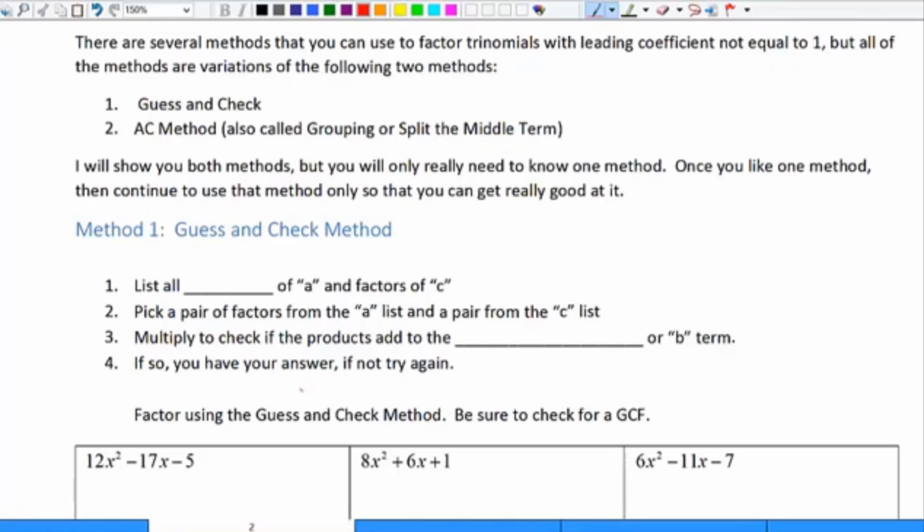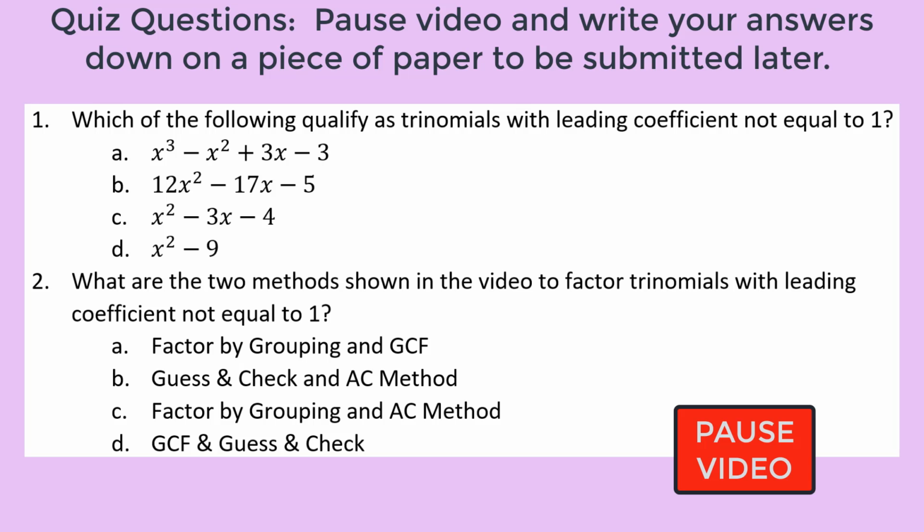Now I'm going to show you both methods, but what I really need you to understand is you only need to know one. Out of all the things that I've taught you in factoring, you need to know all of them. This is the first time you only need to know one of these, okay? And that doesn't happen very much in math. Once you find that you like one method over the other method, then what I want you to do is just continue to use that method until you get really, really good at it.